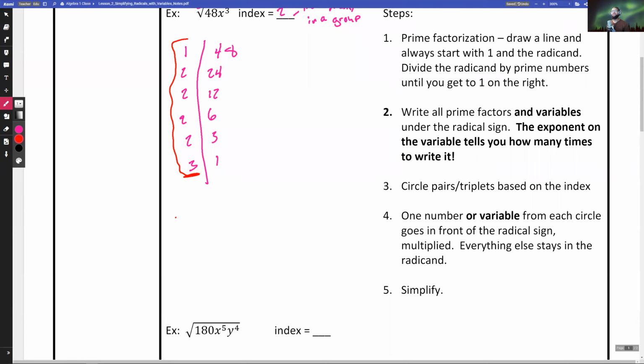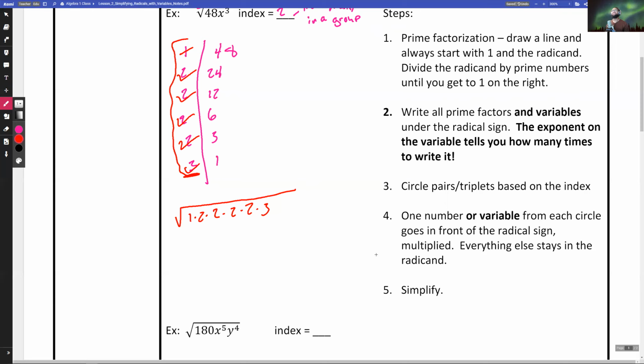So we end up with 1 times 2. Don't forget to write out that times. That's really important. These things are being multiplied together. 1 times 2 times 2 times 2 times 2 times 3. And I'm just going to check it. 1, 2, 2, 2, 2, 3. Yep. 1, 2, 3, 4 twos. 1, 3. And then here's where that slightly new part comes in.